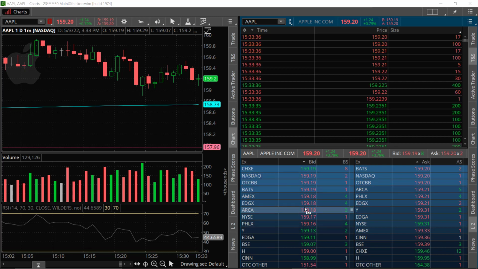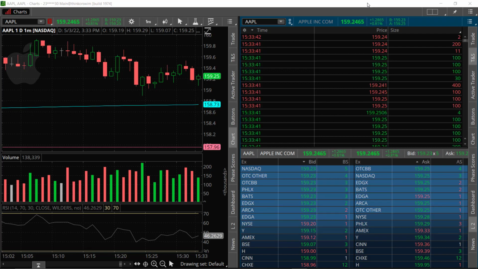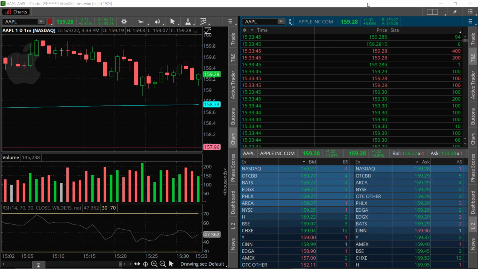Then that's a thin book, and chances are you're going to see lower prices because the selling's really aggressive. That's some of the things you need to look for on time and sales. And vice versa on the short side.